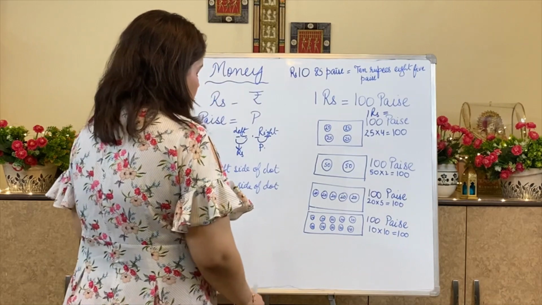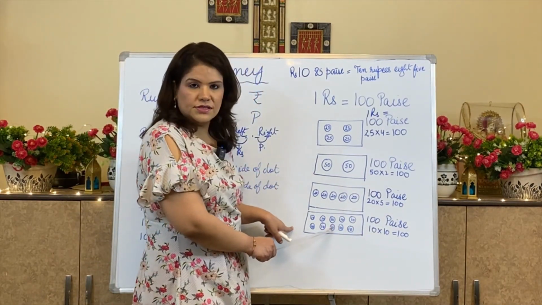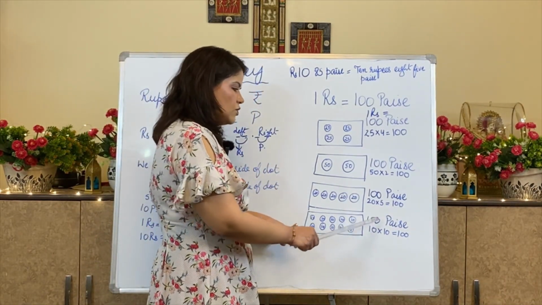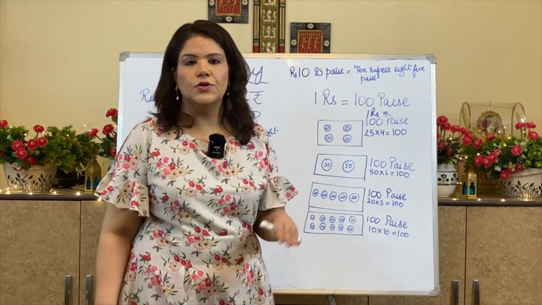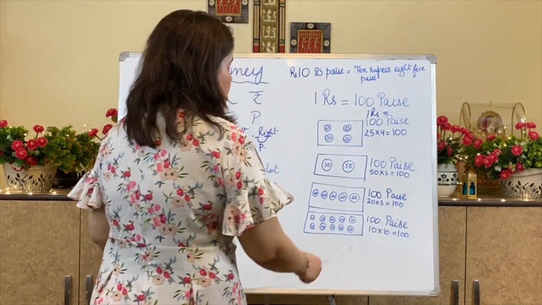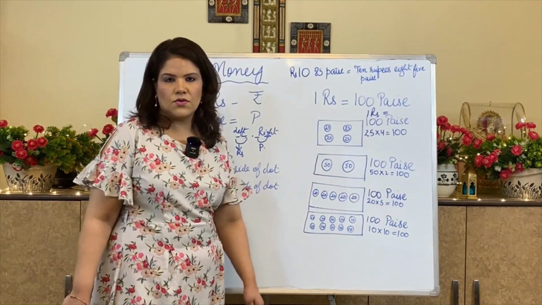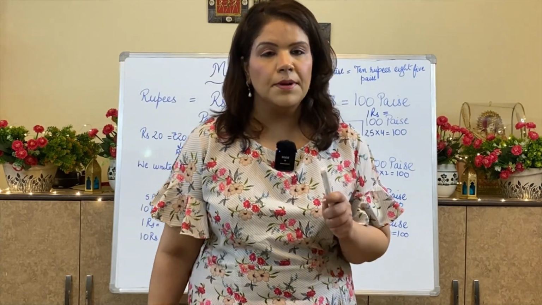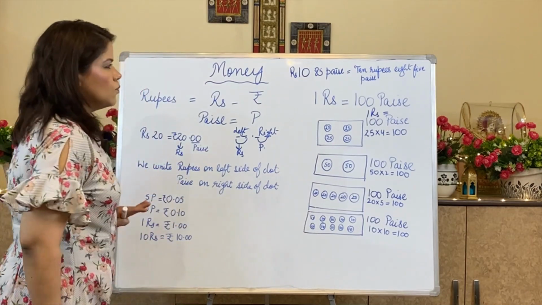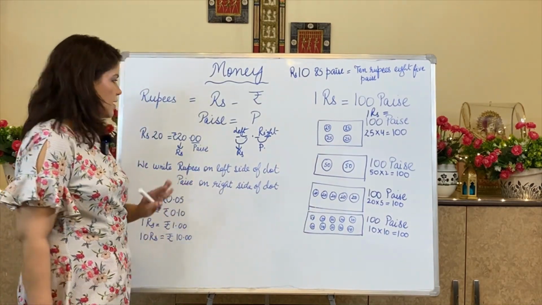Same way, if I am taking 10 paisa coins, how many 10 paisa coins do I have to take to make 100 paise? If I am taking 10 equal parts of value 10, then I am getting 100 paise. So that means 10 parts of 10 paisa coins will give me 100. So if I am taking 10 paisa coins, I need 10 coins in number to get 100 paise. Up to here what we have started, I am repeating once again.